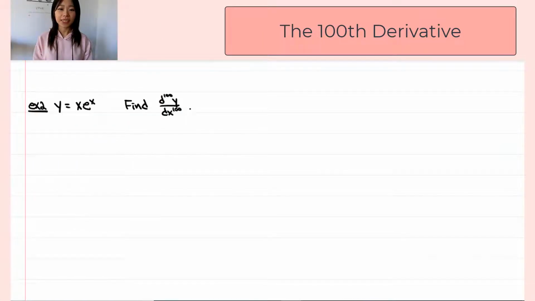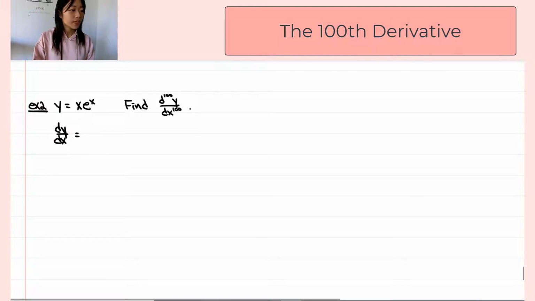Let's look at the second example. Similarly, we want to find the 100th derivative. And we need to write down the first 2 to 3 derivatives and then find a pattern. Here the function is x times e to the power of x. Let's find the first derivative, dy over dx.